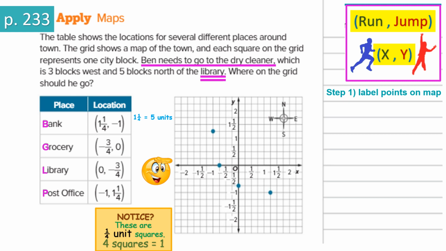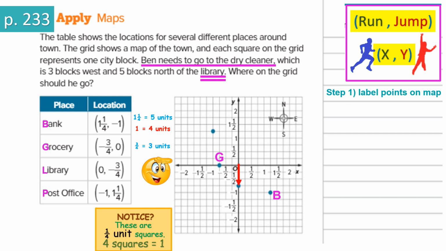So I would need to go to the right 5 different units and then jump down 4 different units. So if I go forward 5 and down 4, then I know that one has to be the bank. I don't need that one. What about the grocery store? Well, it says it's -3/4 and 0. So -3/4 means I have to go to the left first because X tells me to run. And then the 0 means it's going to be on the X axis. So for 3/4, I know that I need to go 3 different units and then put my point. So that's my grocery store. And I don't need that one either.